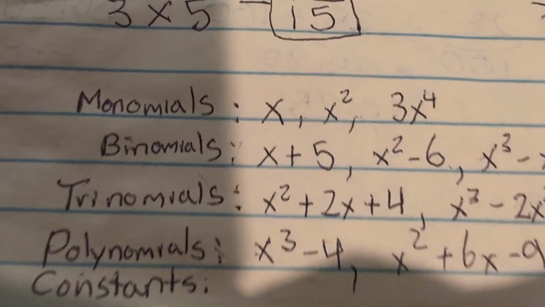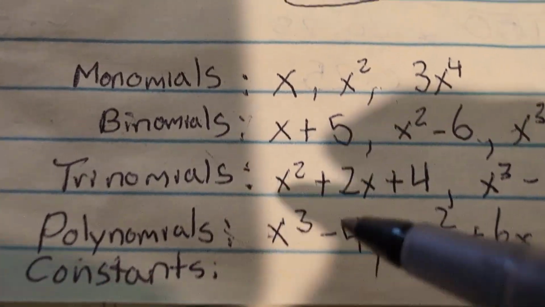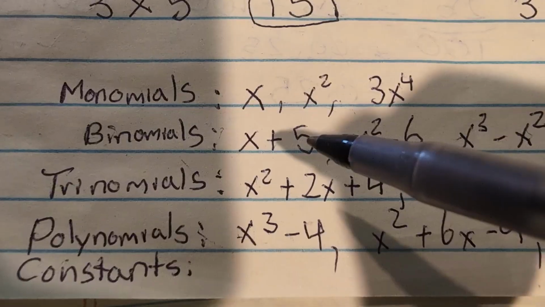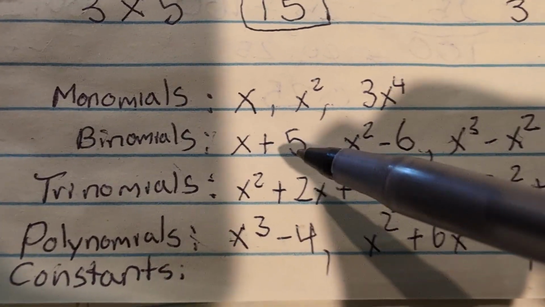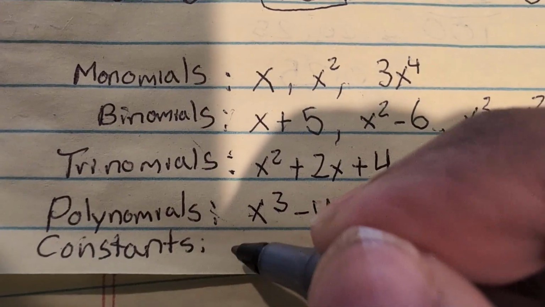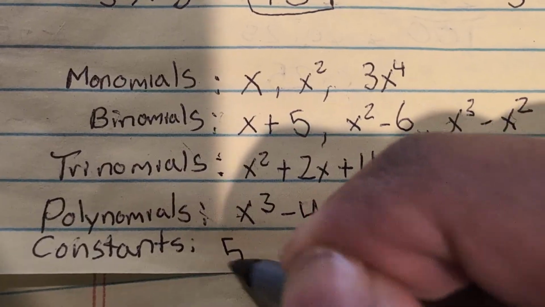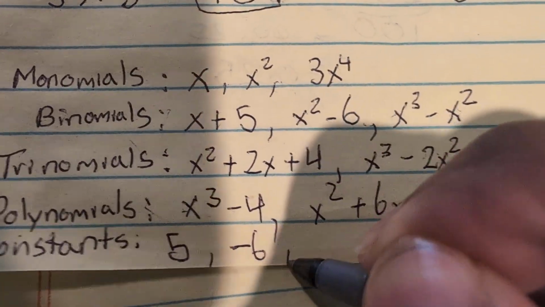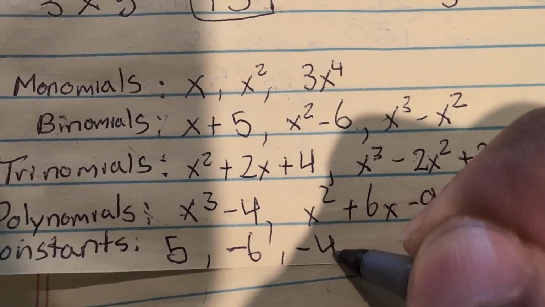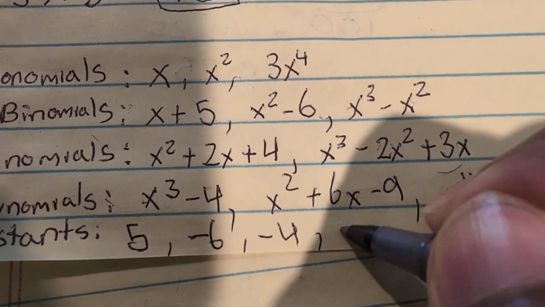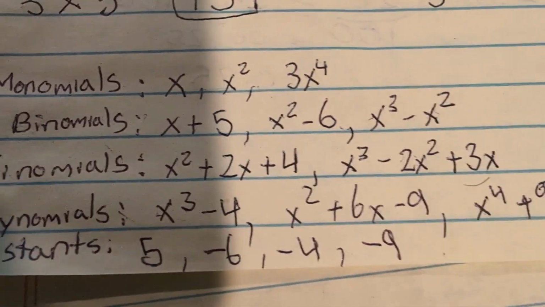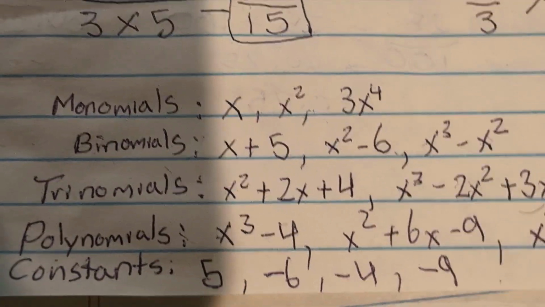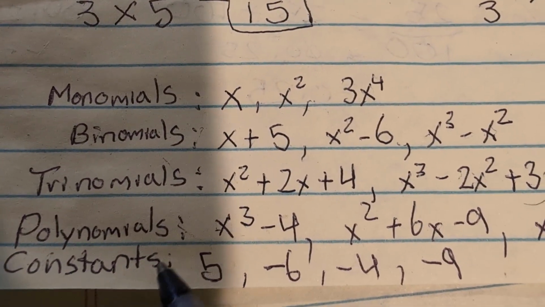And the last thing in this list is constants. So constants just means number. Okay, so like this is a number without the x. So 5 is a constant, -6 is a constant, this -4 is a constant. So you also have like -9. So notice all of these constants, they do not have an x next to it. That is what we call a constant.